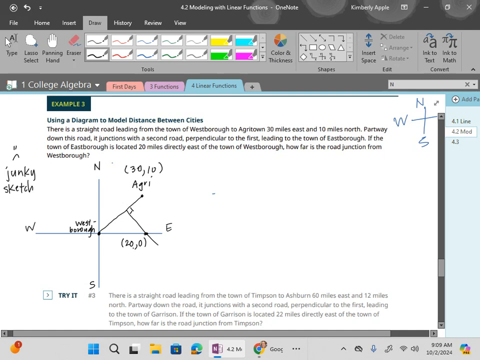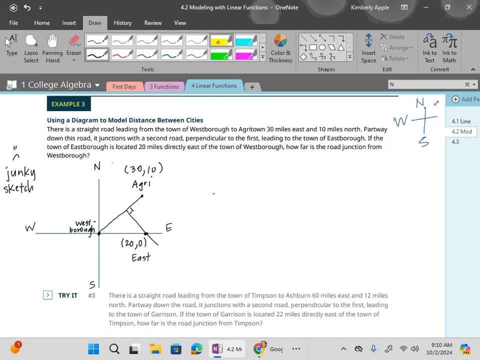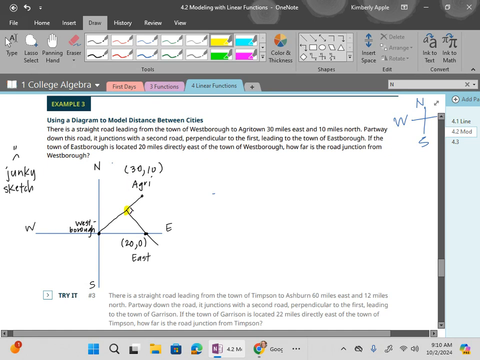All right, so I've got Eastboro down here. I've got a diagram that's outlining this. How far is the road junction from Westboro? I'm looking for this point right there.